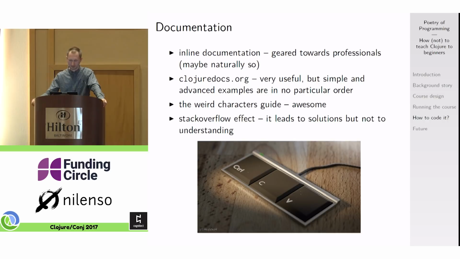Okay, a few words about the documentation. You know, the inline documentation is great, but it's probably geared towards professionals. And students use Clojure docs quite a lot, and it's very useful, but simple and advanced examples there are just totally mixed in no particular order, and that caused a bit of a problem. And the weird character guide that came out was posted on clojure.org, and the students cheered it. It's like, wow, that's totally awesome.